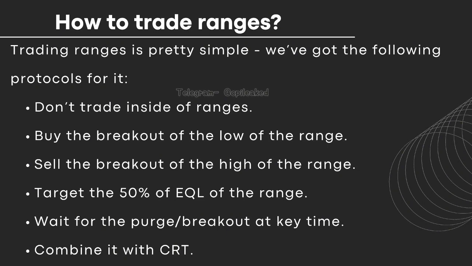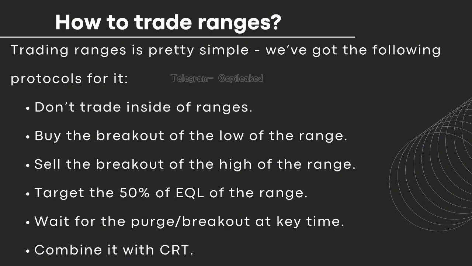Now, another important rule is to wait for the purge of either side of the range at a key time, right? This is important because you want to avoid lower probability purges and only trade those that occur at key times, such as from 3 to 4 a.m. Eastern time, or from 8 to 9 a.m. Eastern time, and so on. These are the key times which you must look for the purges.